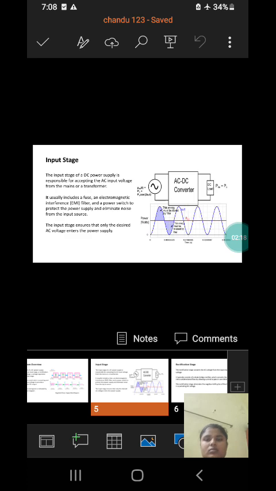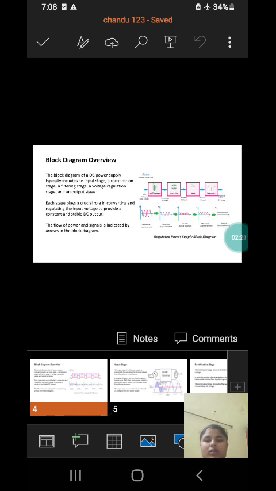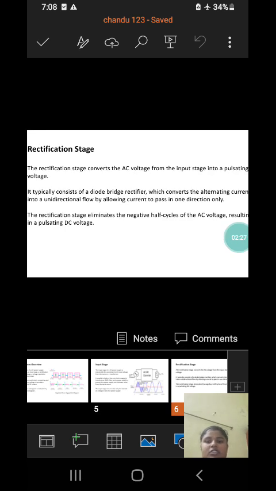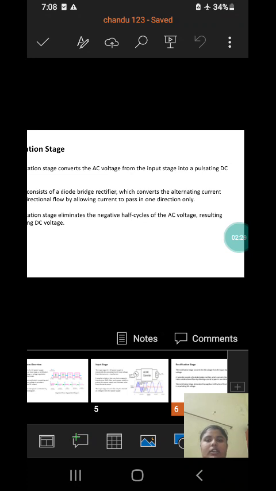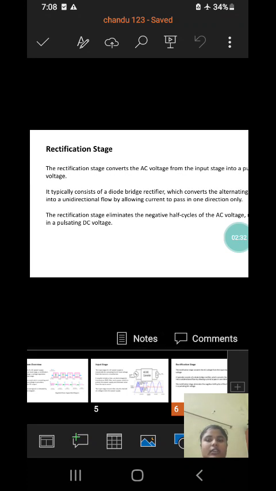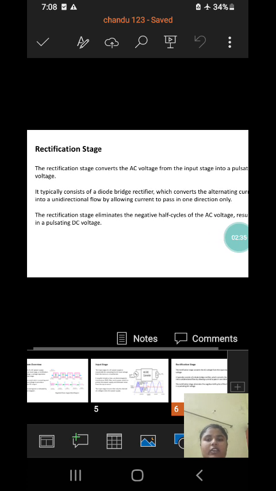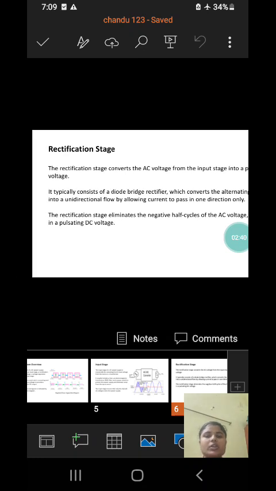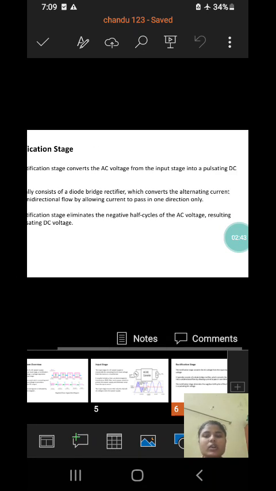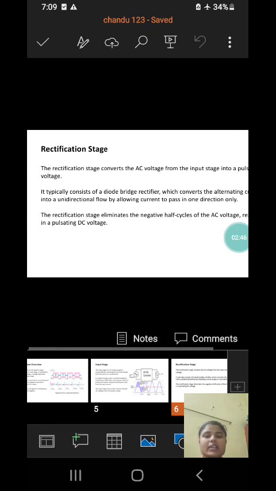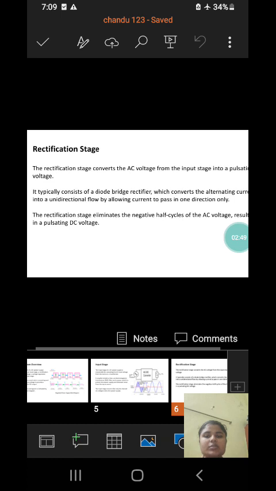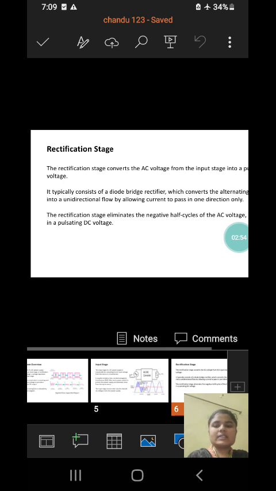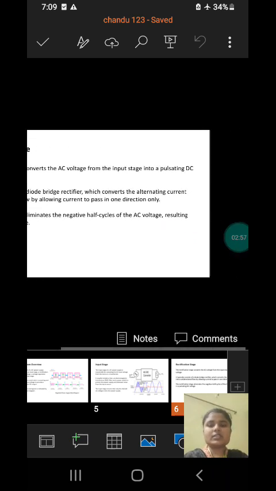Rectification stage. The rectification stage converts the AC voltage from the input stage into a pulsating DC voltage. It typically consists of a diode bridge rectifier, which converts the alternating current into a unidirectional flow by allowing current to pass in one direction only. The rectification stage eliminates the negative half cycle of the AC voltage, resulting in a pulsating DC voltage.